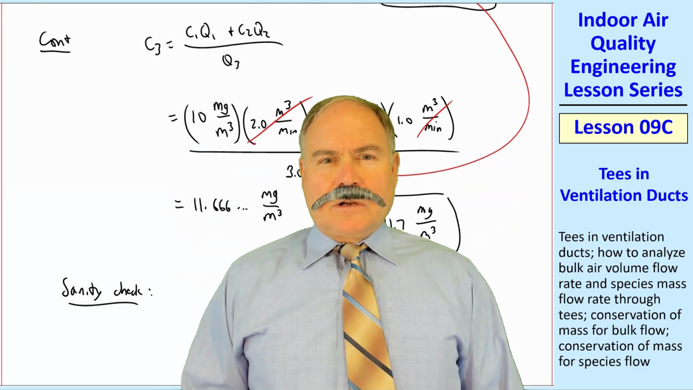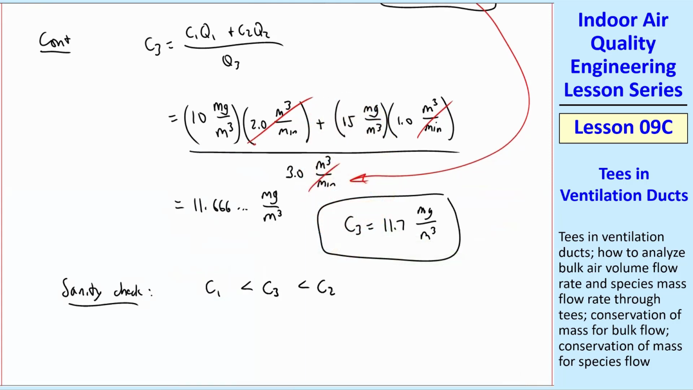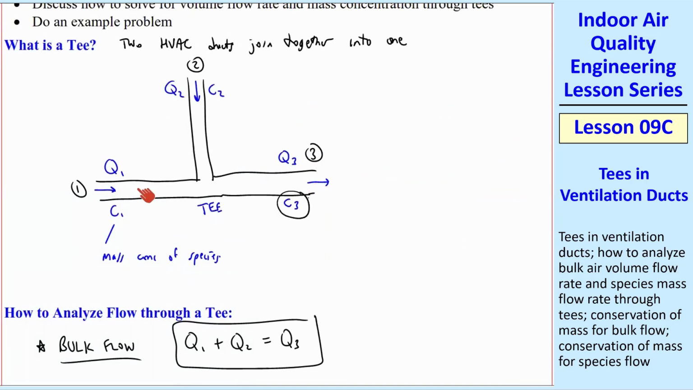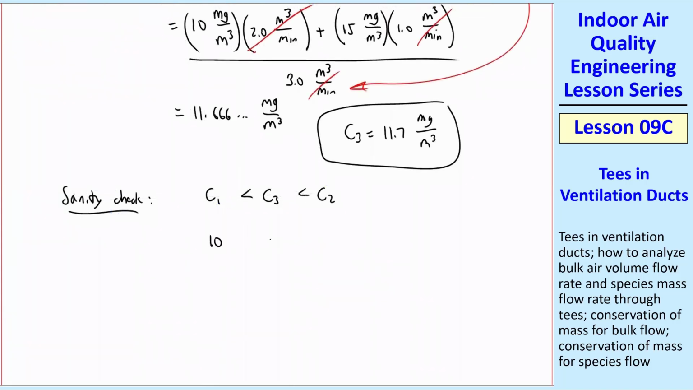Thank you, sir. We see that C1 is less than C3 is less than C2. Ducts 1 and 2 are combining into 3, so we would think that C3 must be something in between C1 and C2. So for a sanity check, let's see if that's the case. We had C1 was 10, C3 is 11.7, and C2 is 15. So that makes us happy because it agrees with our sanity check.